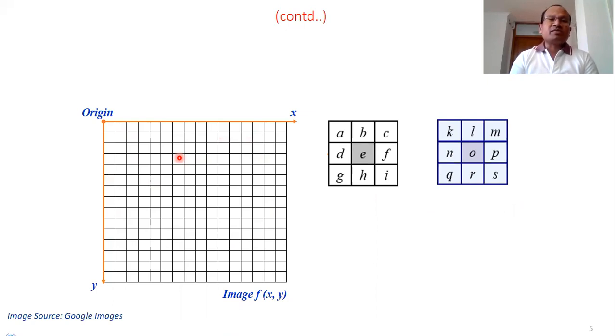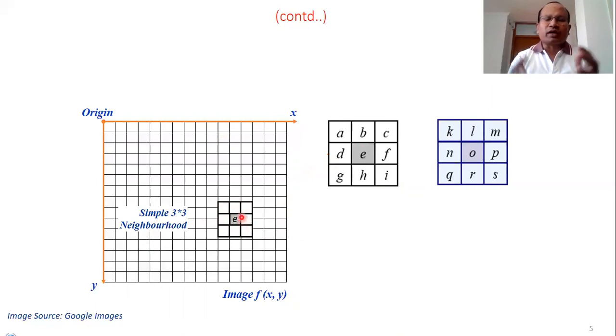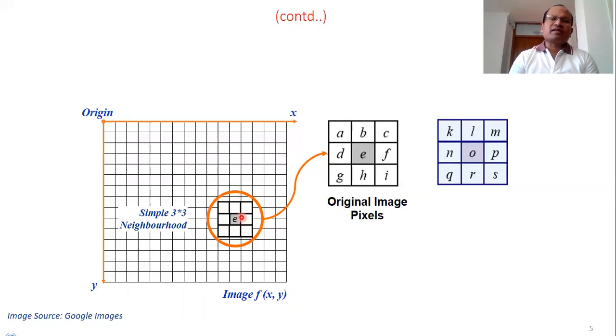That digital image is nothing but a matrix which consists of pixel values. And see, these are A, B, C, D, E, F, G, H, I, and K, L, M. We have chosen a simple 3 by 3 neighborhood. For example, there is E here, and we have chosen a 3 by 3 neighborhood, meaning in the surrounding of E, you can see that a 3 cross 3 neighborhood has been chosen, and at the center E is located. So this is called a neighborhood.